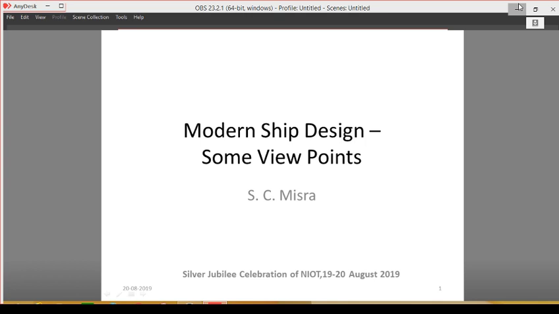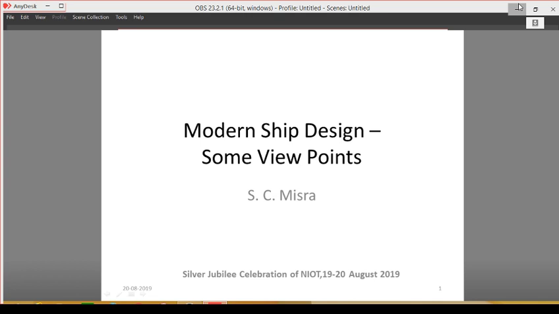Does NIOT need some knowledge about design? I would think so. Ships are an integral part of any major activity that NIOT may do in the ocean environment. Ships are expensive, and if this expensive platform doesn't perform as it was expected to do, then of course there are a lot of problems.